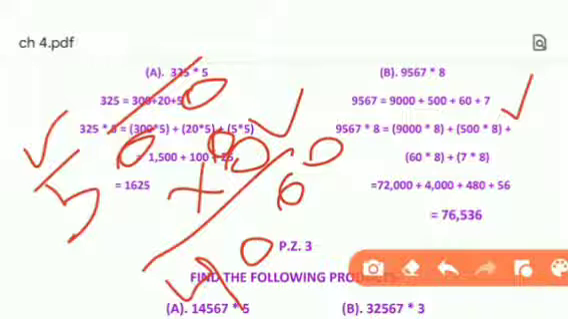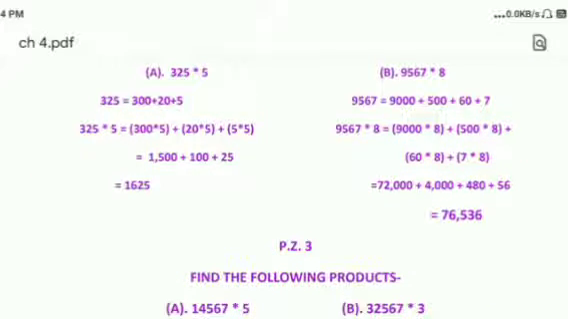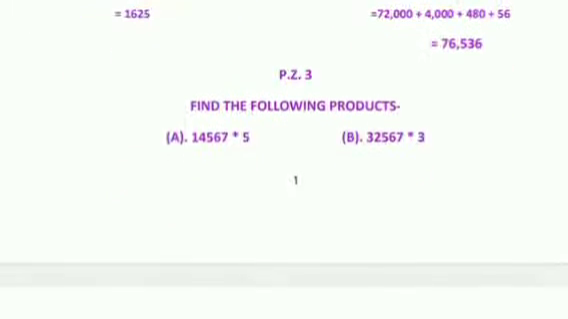So after multiplying these two numbers, we are getting 72,000. After multiplying these two numbers, we are getting 4,000. And after multiplying 60 and 8, we are getting the answer 480. And after multiplying these two numbers, we are getting 56. Now we will add all the numbers, and the answer is 76,536. So this is the way of finding the product after expanding these numbers.